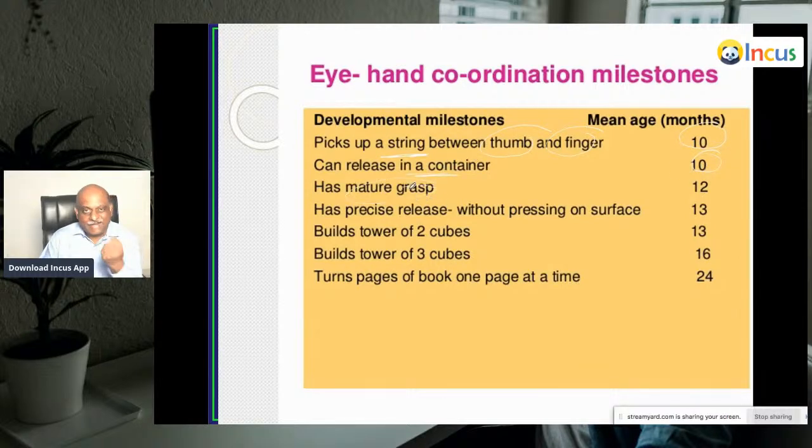He has a mature grasp at 12 months. He has a precise release without pressing on the surface at the 13th month. He builds a tower of 2 cubes at 13 months. Tower of 3 cubes is 16 months, sweet 16 months. And he turns the pages of the book one page at a time.